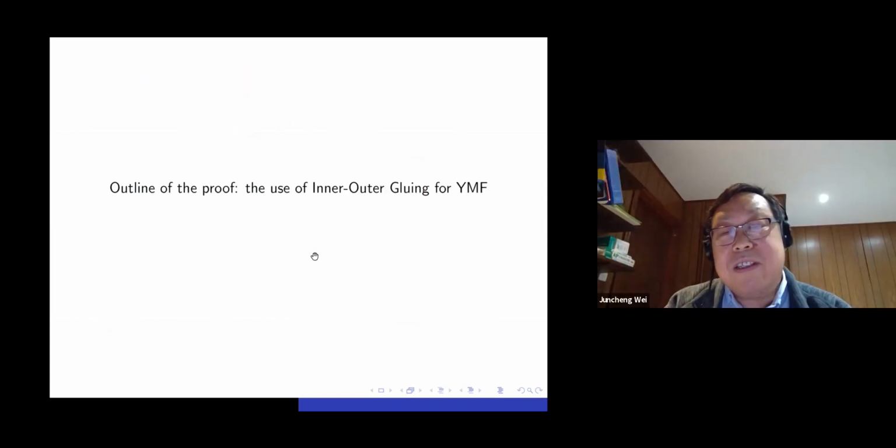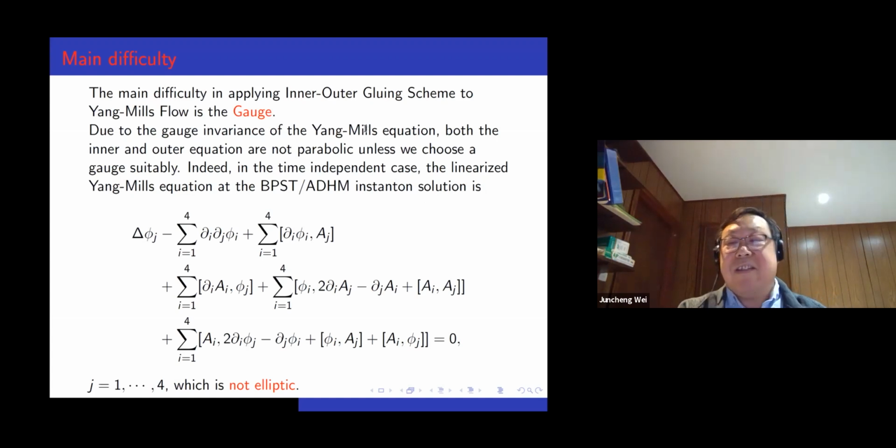So, what is the new ingredient of the construction? It is to apply the inner-outer gluing for the Yang-Mills. The main problem is the gauge, right? As everyone knows, for Yang-Mills, the problem is the gauge. Once you can deal with the gauge, then you can use minimal elliptic or parabolic methods. In general, because of the gauge invariance, the Yang-Mills equation is not elliptic. So you have to restrict yourself to a certain gauge.